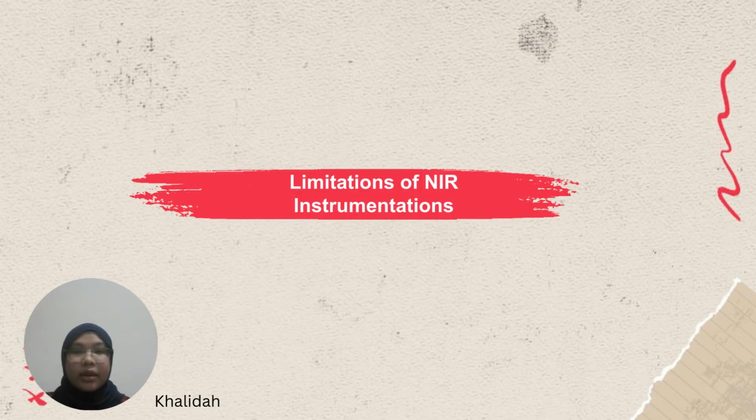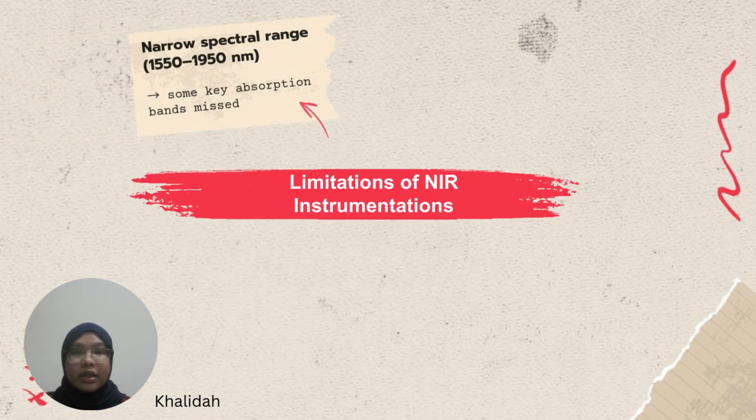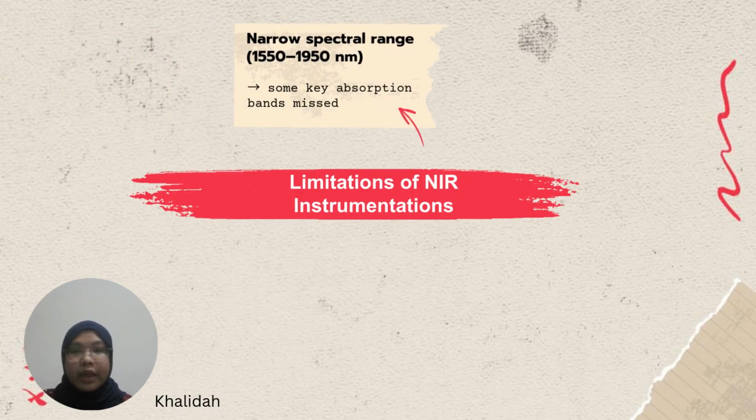First, the handheld NIR device only covers a small spectral range of 1550 to 1950 nanometers. This means it cannot capture important signals above 200 nanometers that relate to collagen, water, and mineral content. Missing these features can reduce the model's ability to tell apart species with similar bone chemistry, like humans and cattle.